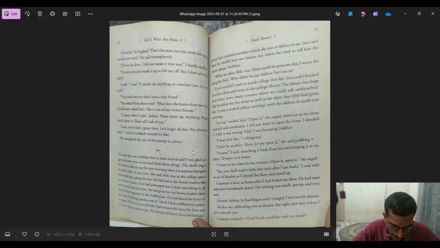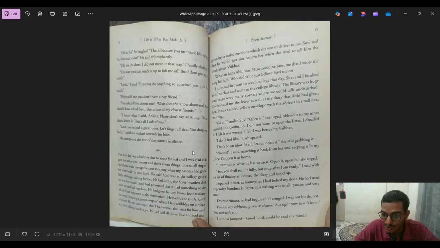Priya told me you don't have a boyfriend. You asked Priya about me. What does she know about me? You should have asked Shuvi. She is one of my closest friends. I mean what I said, Ankita. Please don't say anything. Please think about it. That's all I ask of you. Look, we have had a great time, but let's forget all this. You drove me back, I said as I walked towards his back. We completed the rest of the journey in silence.